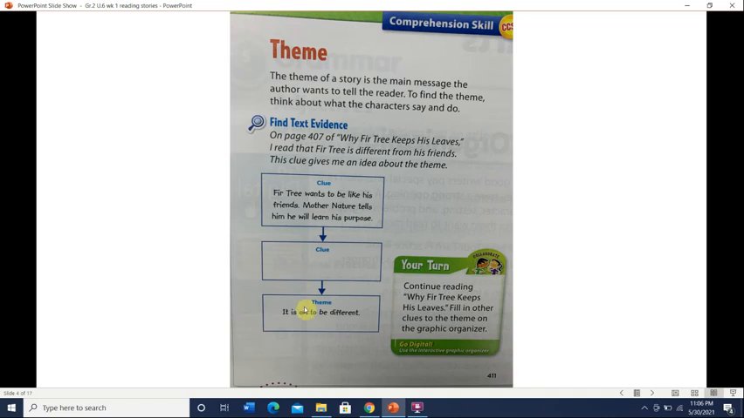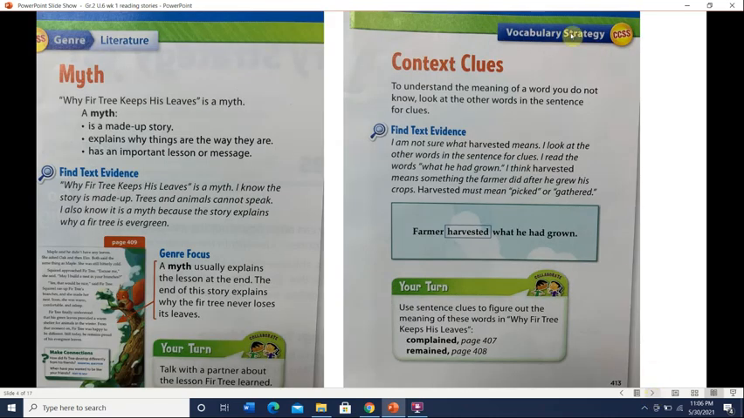Okay? And then we learned at the end of the story, if we add another clue, that the fir tree was the only tree that can provide shelter for animals in winter. And the theme or the idea of the story is it's alright to be different. It's okay. It doesn't make you less of a person. It doesn't make anyone better than you. Okay?